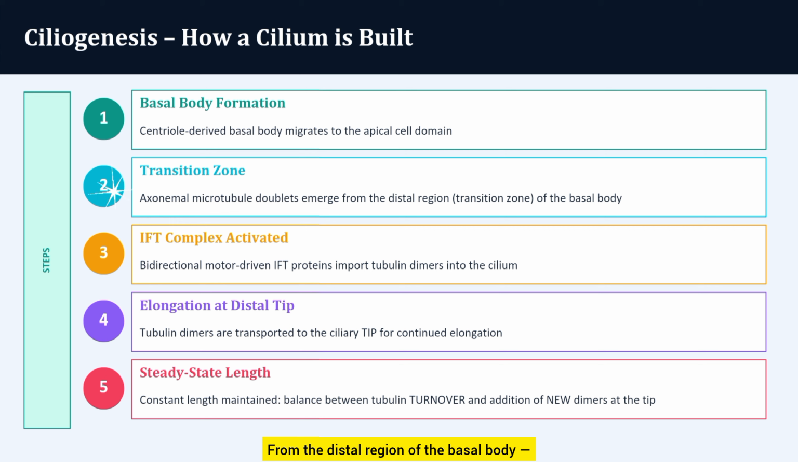From the distal region of the basal body, that is, the upper part, axonal microtubule doublets emerge. This area is called the transition zone. It is the critical boundary between the basal body and the cilium shaft. Step 3: IFT complex is activated. Now the intraflagellar transport proteins are activated. These are bidirectional motor-driven proteins that import tubulin dimers into the cilium.